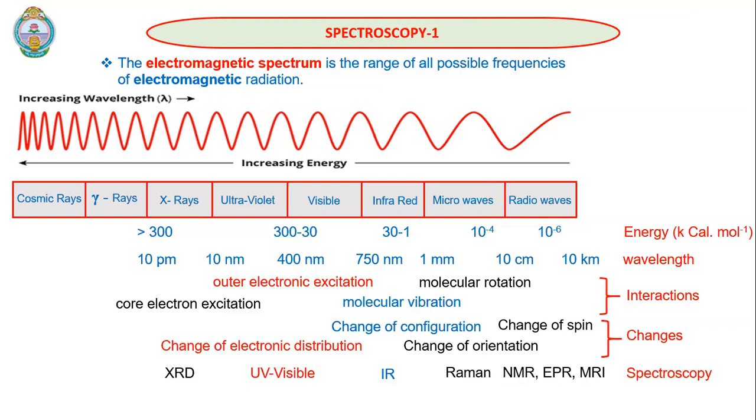But yes, in principle we can take 10 X-rays, but don't go further. X-rays can cause excitation of core electrons, so it will damage the atom. When we change the core electrons, we can say we are damaging the atom. So that is why X-rays are very, very dangerous.